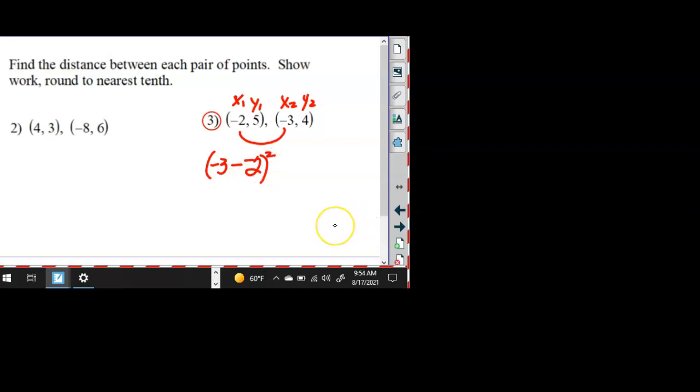In my mind, I picture a number line. How far apart are -2 and -3, guys? 1 unit, right? So this is 1. And I would have just written down 1 squared. But this is the fancy if you want to do the formal way. Okay. And then you have the y's back here.